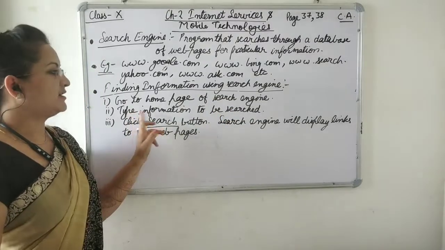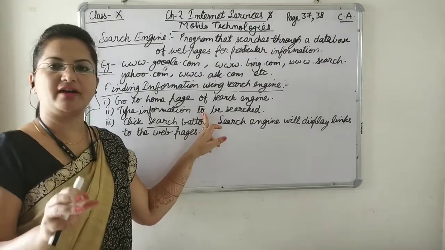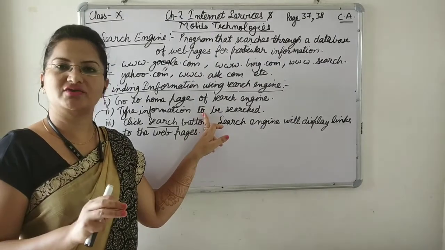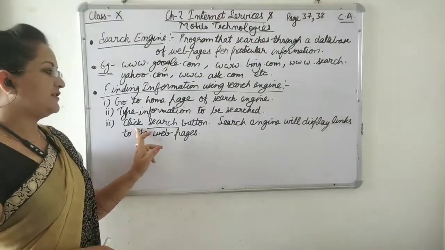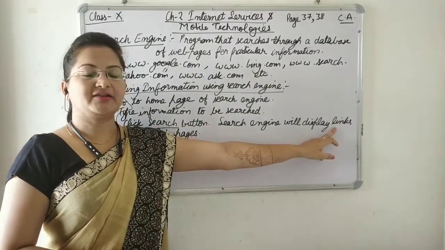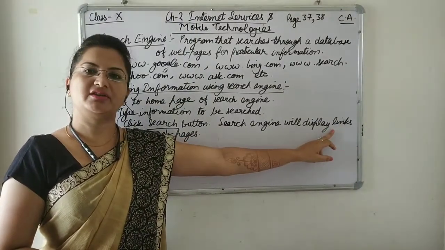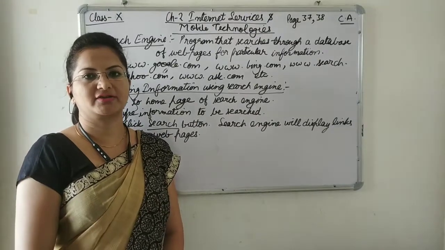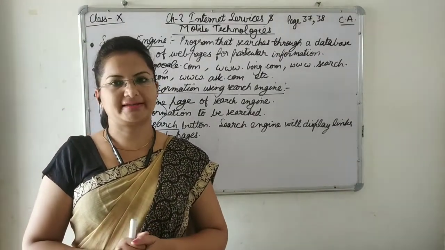Then after that, you will be able to see a search box. In that search box, you have to type the information that you want to search, and then you have to click on the search button. After clicking on the search button, the links of various websites will be displayed containing the information that you have written in the search box. Then you can click on any website that you want to visit.